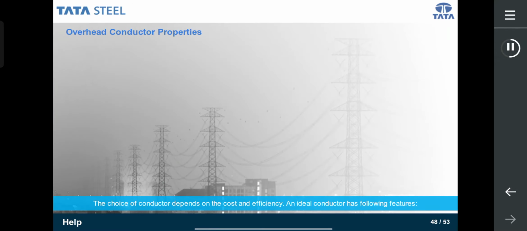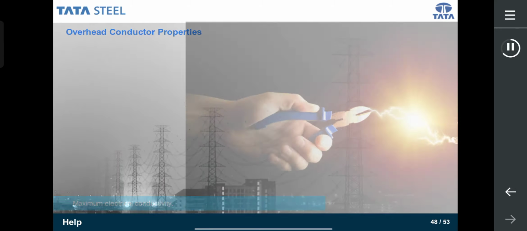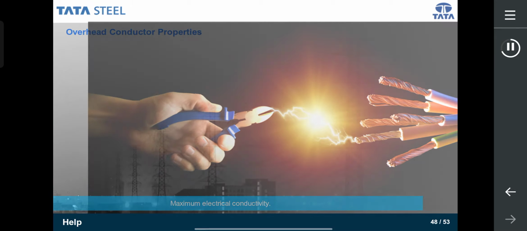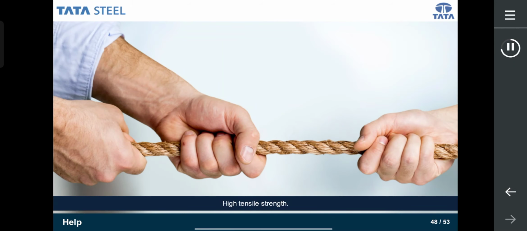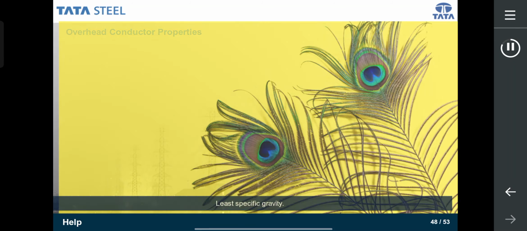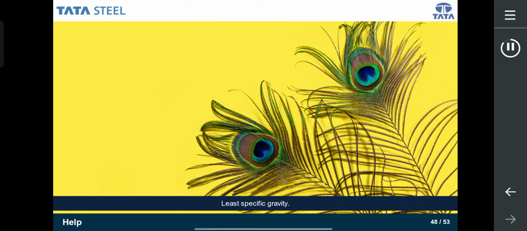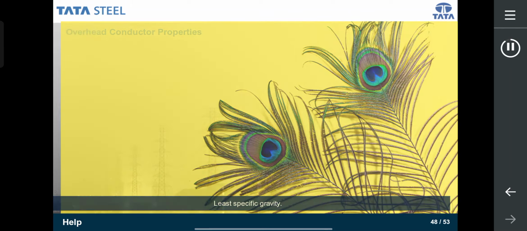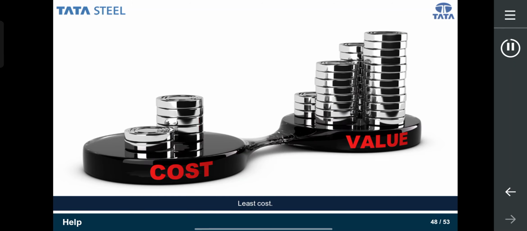The choice of conductor depends on the cost and efficiency. An ideal conductor has following features. It has maximum electrical conductivity. It has high tensile strength so that it can withstand mechanical stresses. It has least specific gravity, that is, weight per unit volume. It has least cost without sacrificing other factors.